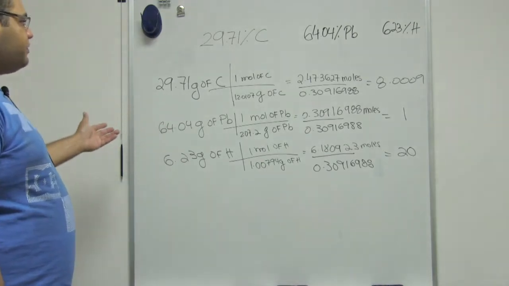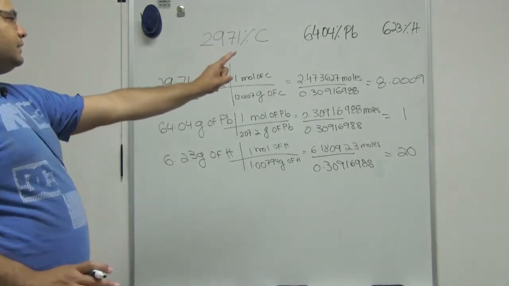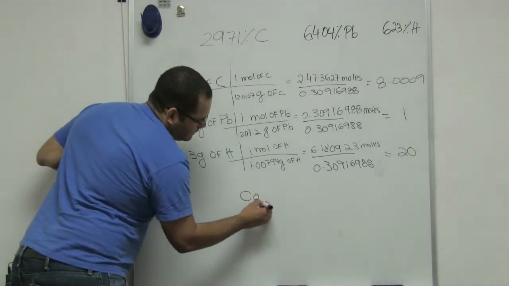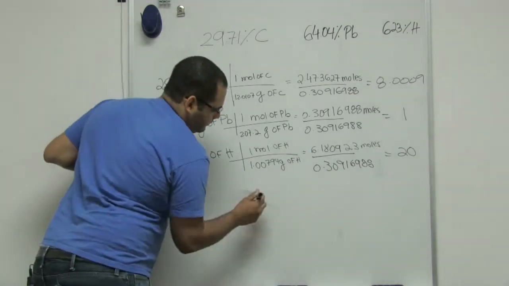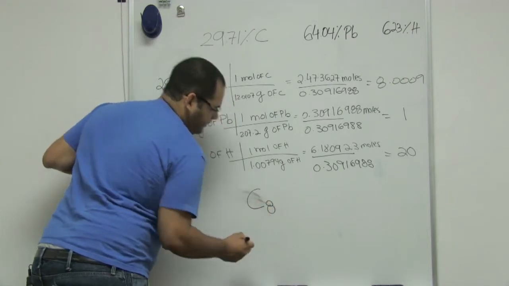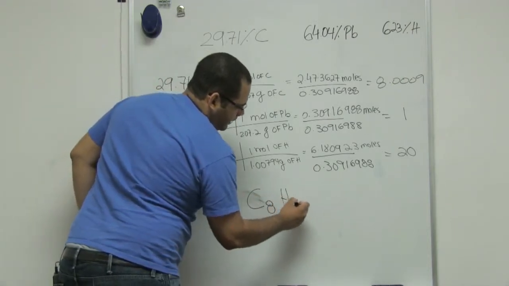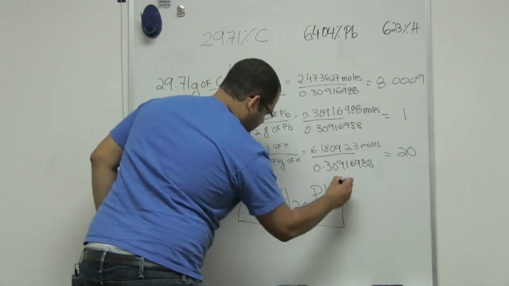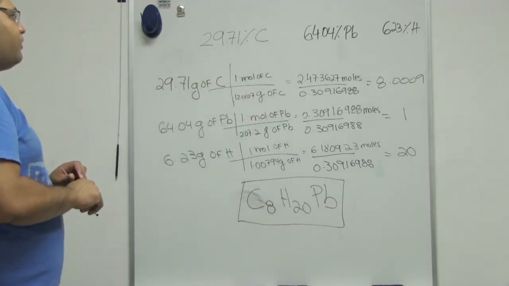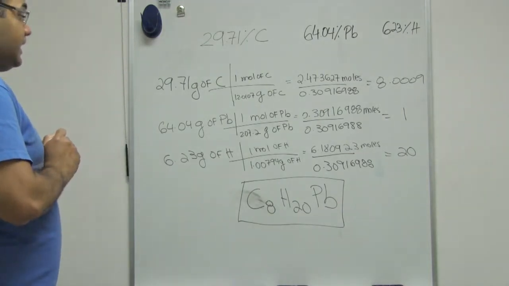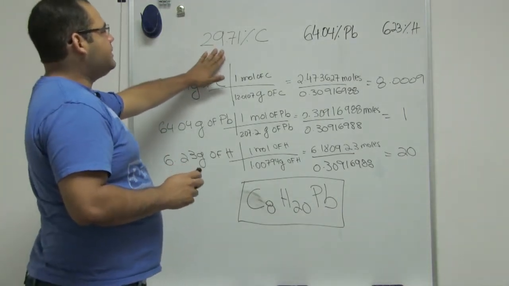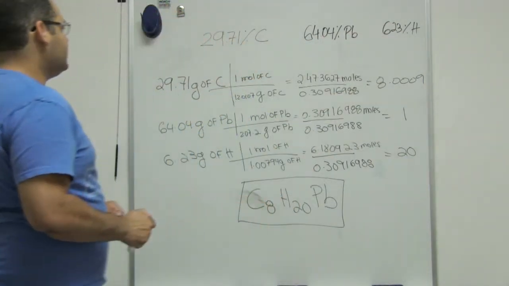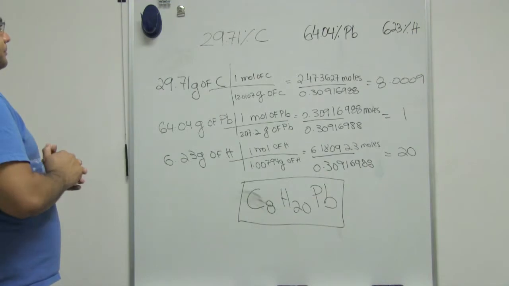Now that I have the final values, I just plug them in. I know that I have C8, H20, Pb. This is my empirical formula that gives me the percentages of 29.71 carbon, 64.05 lead, and 6.23 hydrogen.